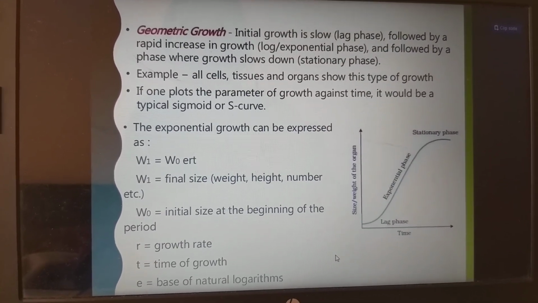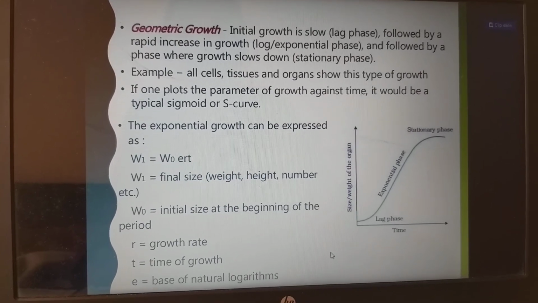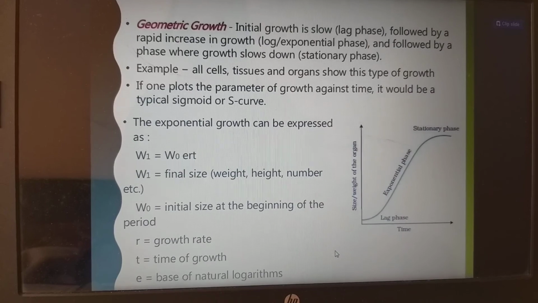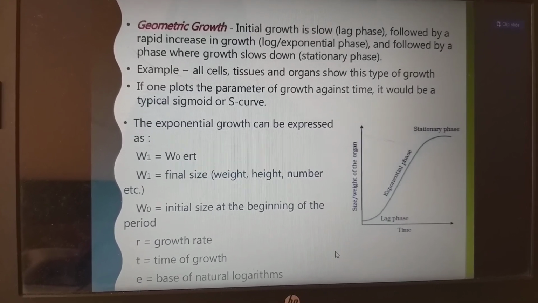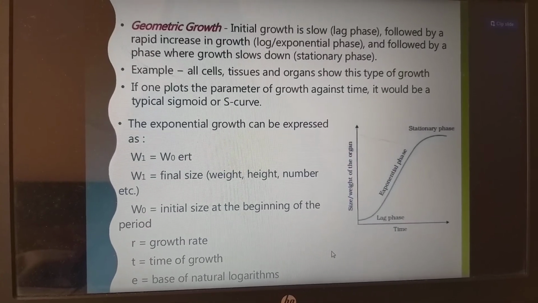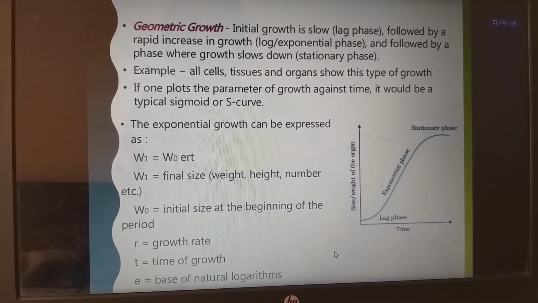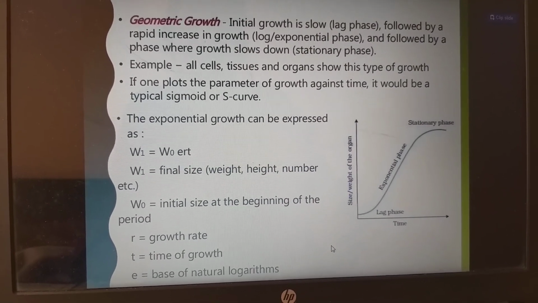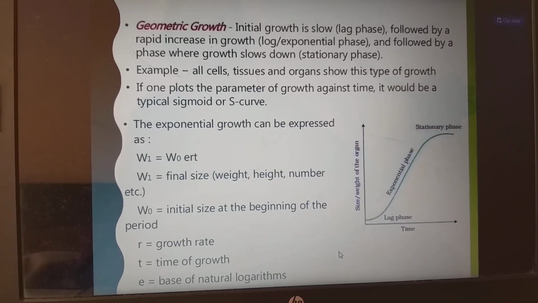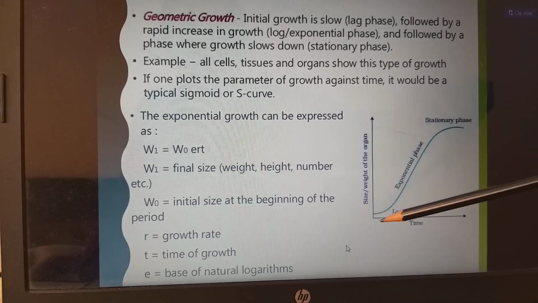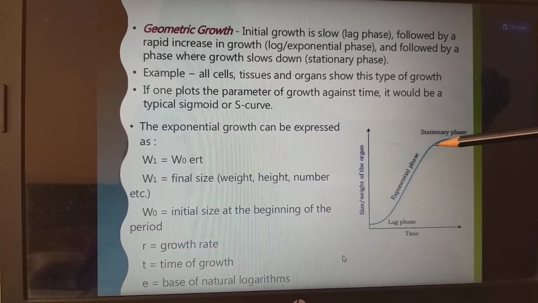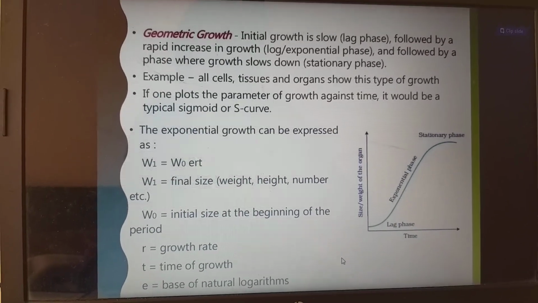The exponential growth can be expressed as W1 = W0 e^rt. W1 is equal to final size, weight, height, number, etc. W0 is equal to initial size at the beginning of the period. r is equal to growth rate. t is equal to time of growth. e is the base of natural logarithms. So for the size or weight of an organ, there will be a lag phase, an exponential phase and a stationary phase.